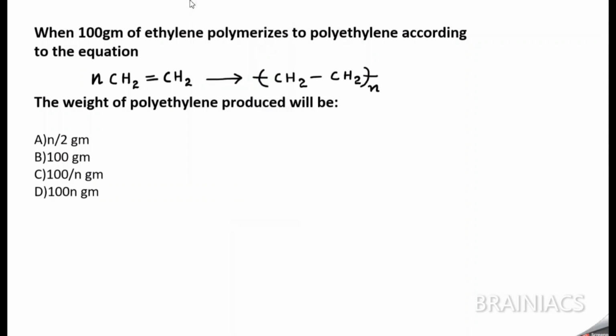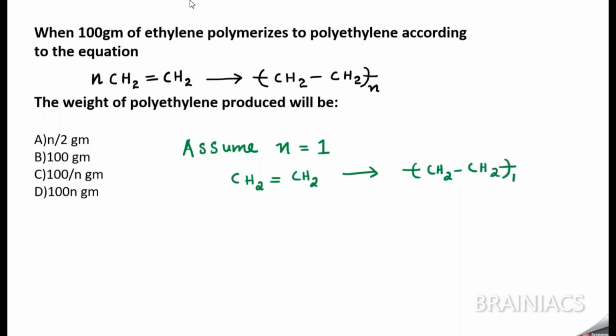Now, if you see here, this question demands some respect actually. Why I am saying that is, now I may say n moles are given in the question. Suppose here we start with, assume n is equal to 1. That means 1 mole. Then how the equation changes? Equation becomes CH2 double bond CH2 polymerizing, so that you will get CH2 single bond CH2, whole raised to 1.